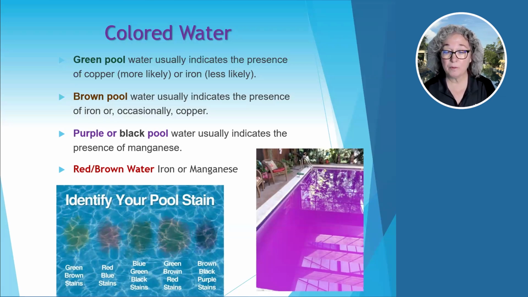For some of us that have well water, and you're using that to fill your pool, and let's say you're putting liquid chlorine in, immediately that pool's going to go poof and turn a nice brown shade. Purple-black usually indicates presence of manganese, and red and brown water is usually iron or manganese. So at least knowing the color of this stain will help us understand what is in that pool water, so we can help you more effectively to apply a product to help you get it out of the water.